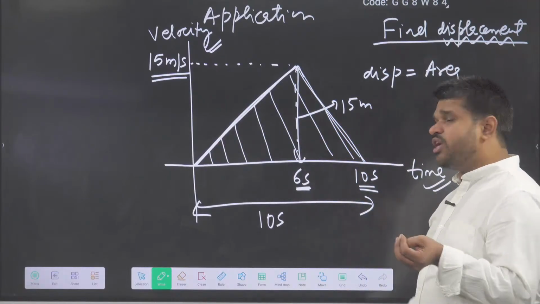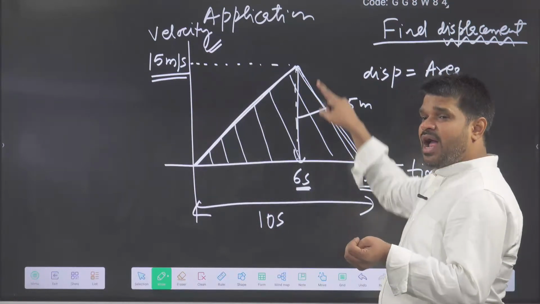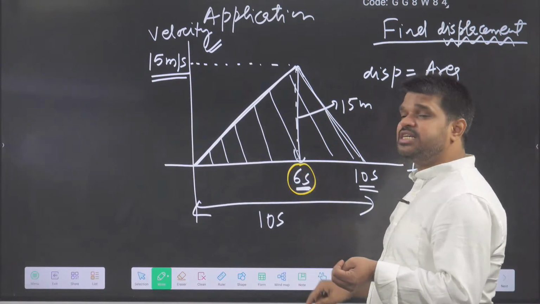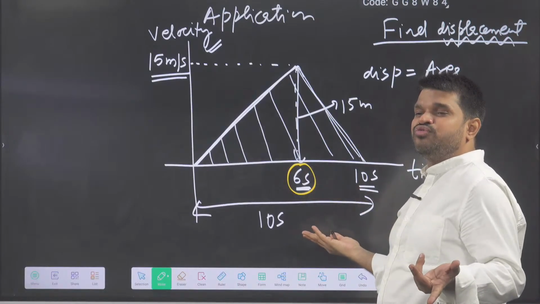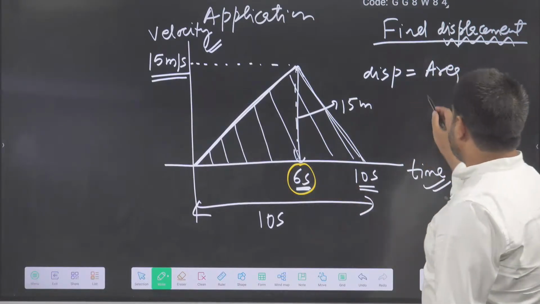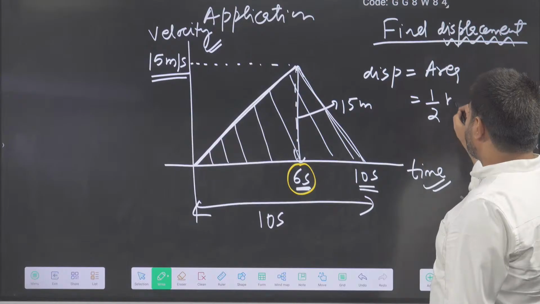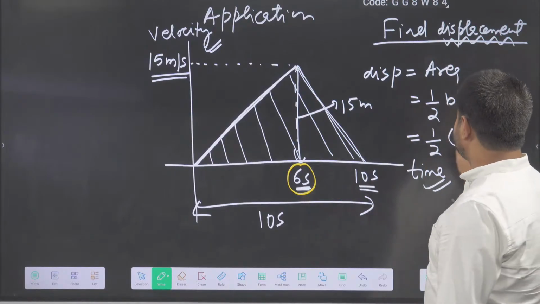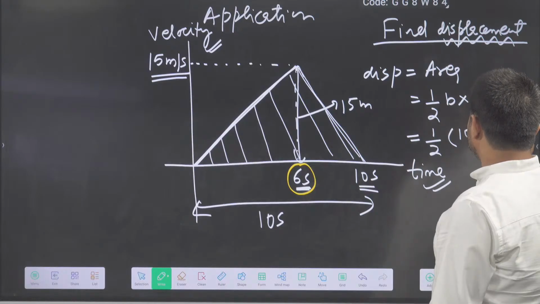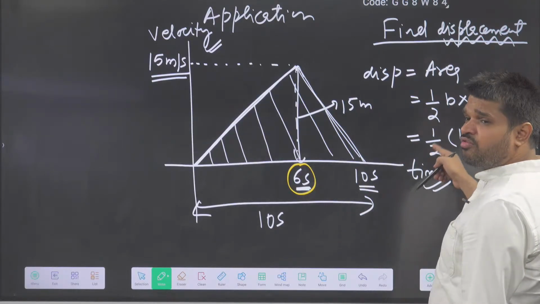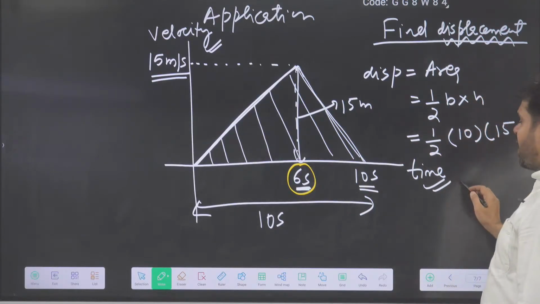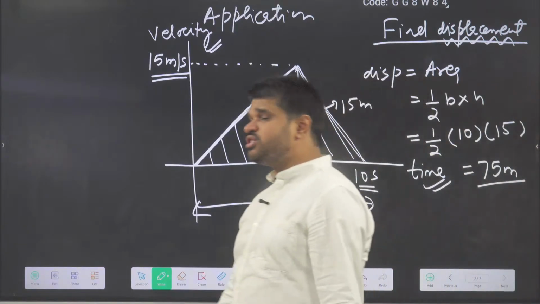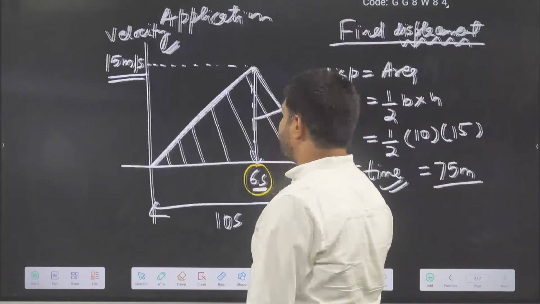For area calculation, I need base and I need height. This height is corresponding to 6 seconds, but 6 seconds is not useful for us. So area is half base into height. Half, base length is 10, into height, which is 15. 10 by 2 is 5, and 15 into 5 is 75 meter. So I am saying the same story again. Listen carefully.